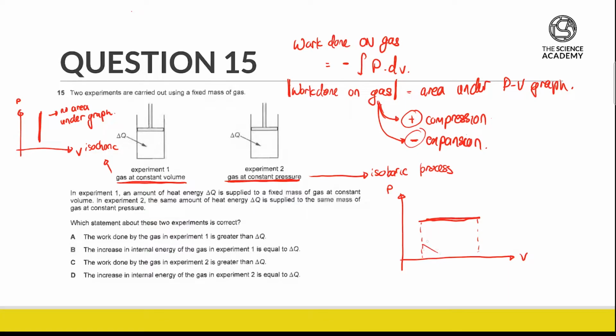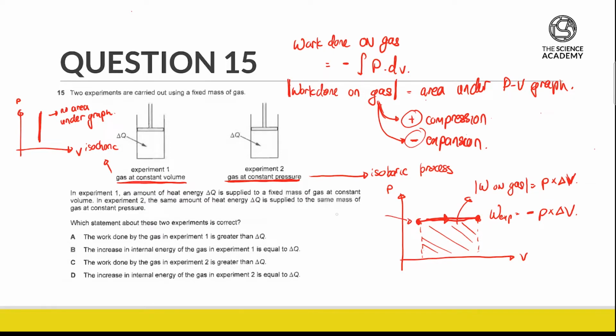the PV graph, and the area underneath the graph means that the magnitude of the work done on the gas is going to be equal to P times delta V. If we presume that it's an expansion, this would mean that the work done on the gas is going to be equal to negative P times the change in V.